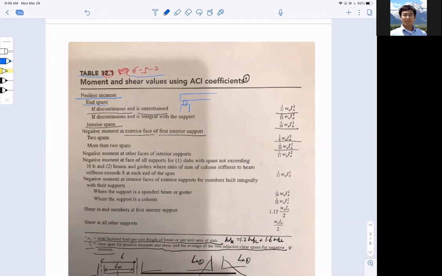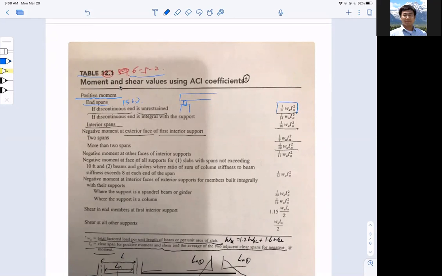This is called unrestrained. The word restraint refers to rotation or moment. They're the same thing. So if my bending rotation or moment is constrained, that means it's restrained. If it's not, then it's not restrained. So in this case, discontinuous end simply means simply supported and unrestrained. So in this way, you use this.